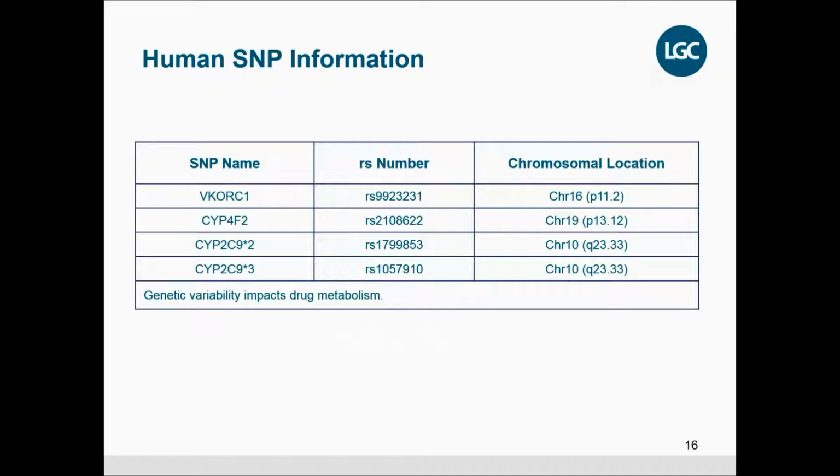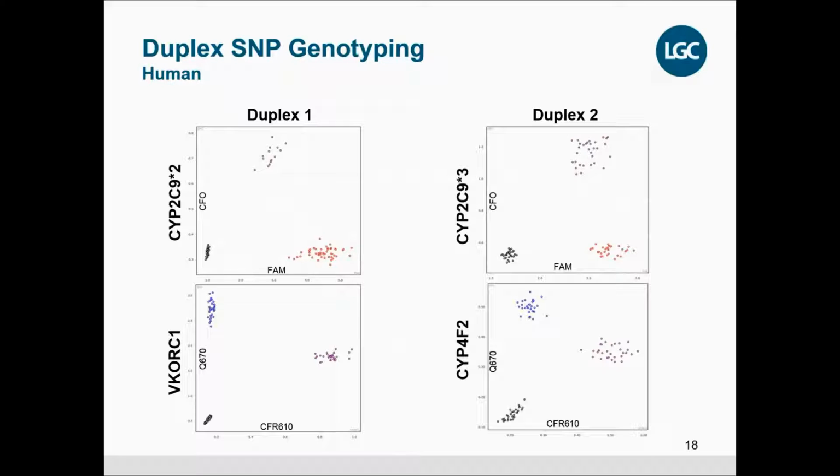We used 4 different SNP assays. These are known to be important for drug metabolism, so variation in these SNPs can impact an individual's ability to metabolize certain drugs. The first SNP is VKORC1, and then there are 3 enzymes from the cytochrome P450 family.